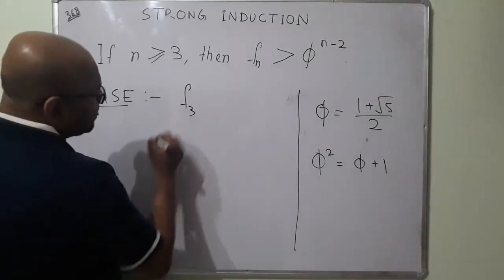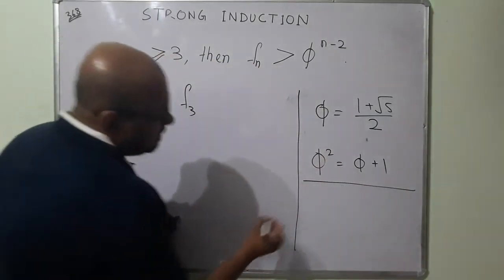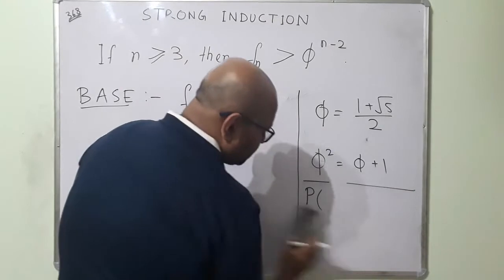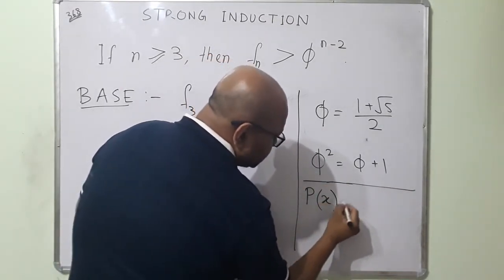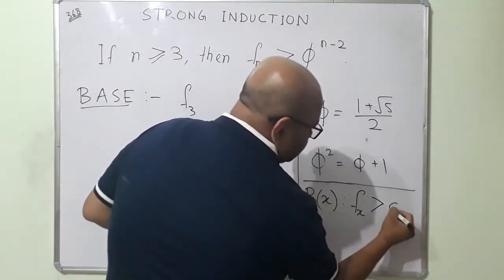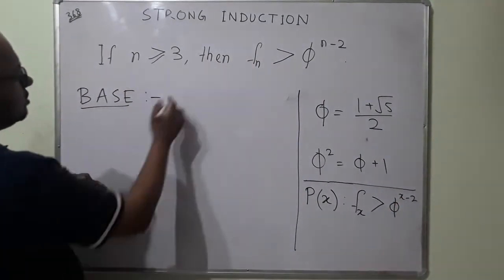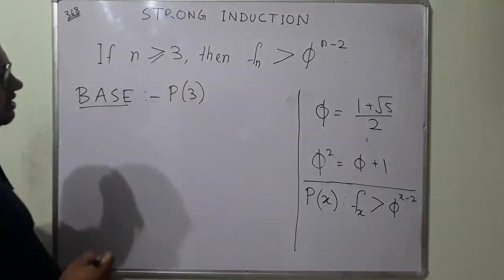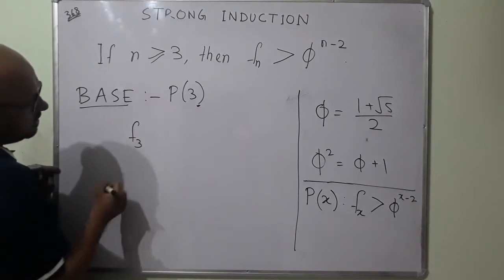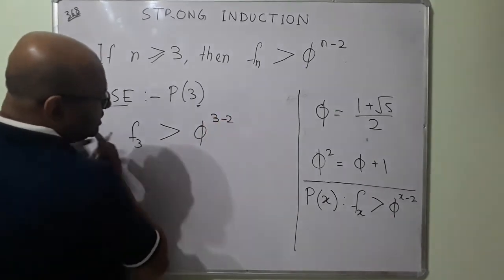So f of 3 is what? Before I proceed any further, let me give the proposition. P of x means this: the x-th Fibonacci number is greater than phi to the power x minus 2. So P of 3, let us verify this. Let us prove this basis step. It should mean f of 3 is greater than phi to the power 3 minus 2. 3 minus 2 is 1.